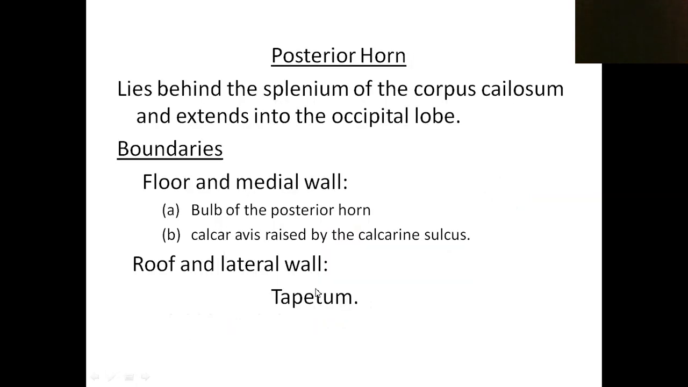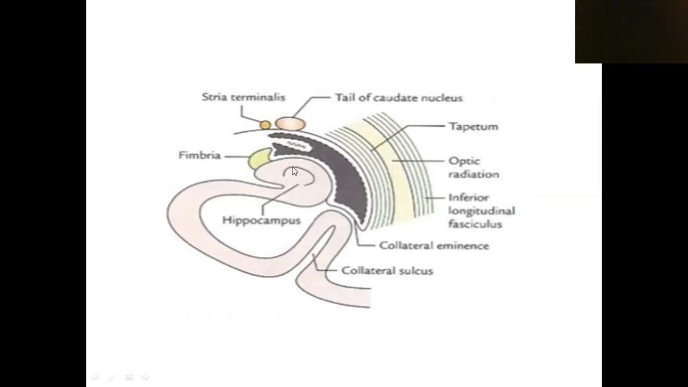See this structure. This is the hippocampus. See, a hippocampus-like structure. So this one is the hippocampus. So the floor has two bulgings. The first bulging is produced by the hippocampus. The second bulging, which is produced by the collateral sulcus, is known as the collateral eminence. So these two structures form the floor, and these structures form the roof.